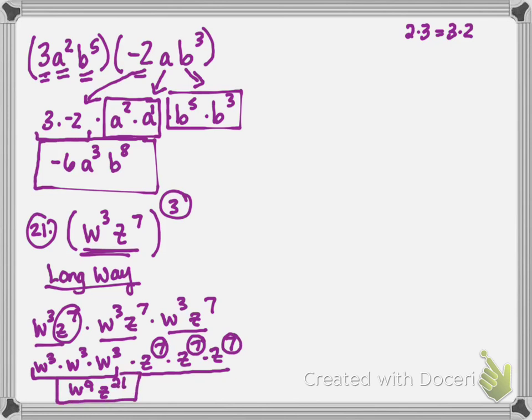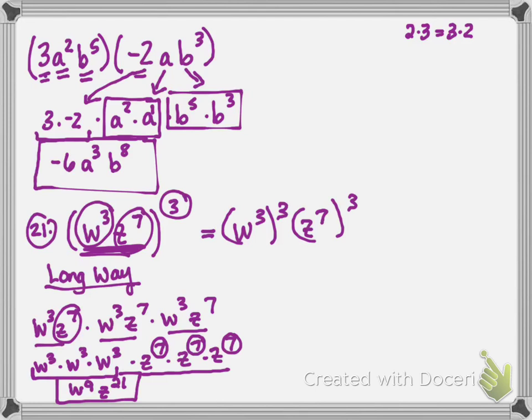That's the long way. The short way said, hey, look, I've got this whole thing raised to a power. There's no add or subtract in the middle of the w and the z term, so this is considered one term. All I have to do is raise each part to the power. So I'm taking w cubed, and this is z to the 7th cubed. When I have a power raised to a power, I multiply. So this is w to the 3 times 3, or 9th. This is z, 7 times 3 is 21. So w to the 9th, z to the 21 power.